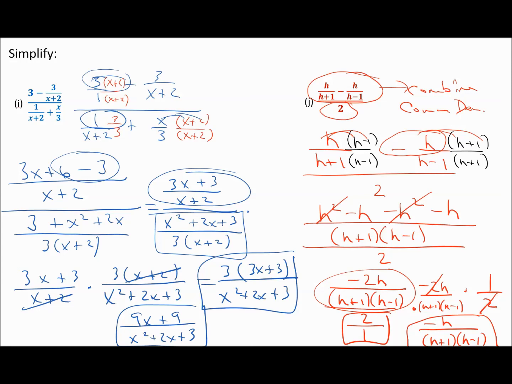Hope this helps. Remember, the overall goal is to get your big numerator to one fraction by finding a common denominator and adding or subtracting. Get your big denominator, like this, as one fraction. Again, common denominator. And finally, when you have a single fraction over another single fraction, you keep, change, flip, factor, and cancel, and you're finished.